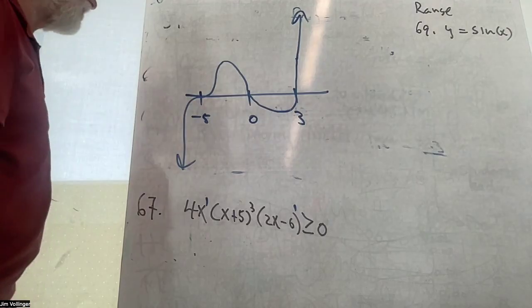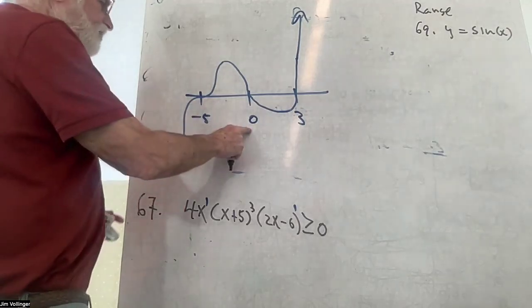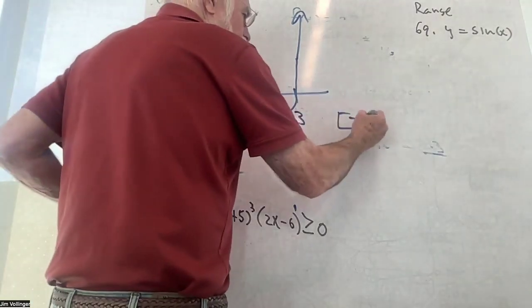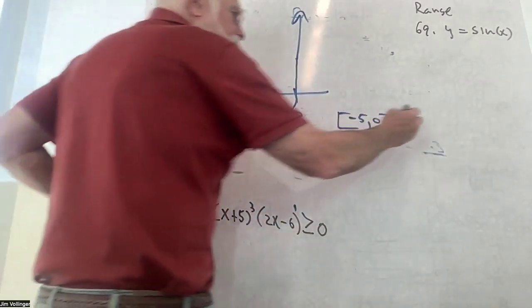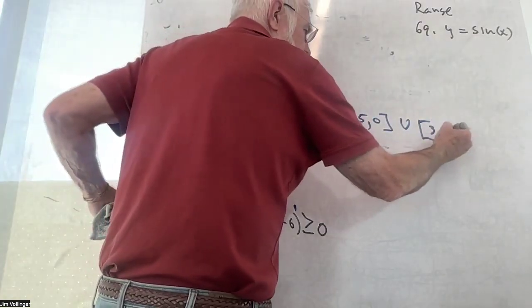When am I greater than or equal to 0? Well, certainly -5 to 0 works. I've just got to write the answers at this point with a bracket. Union 3 also works. To infinity.